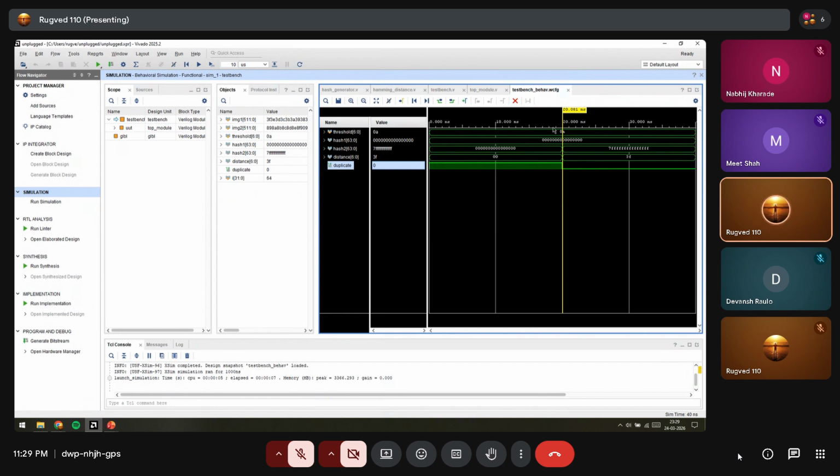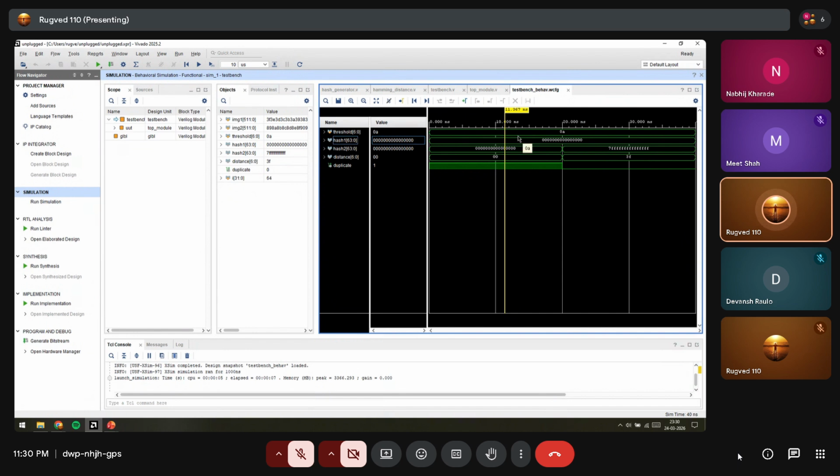So now, till 20 nanoseconds, we have set hash 2 as 0000 and hash 1 is 0 throughout. And after 20 nanoseconds, hash 2 is set as 7FFF. Now, the distance is calculated between hash 1 and hash 2 depending on the time. The threshold is set at 0A.